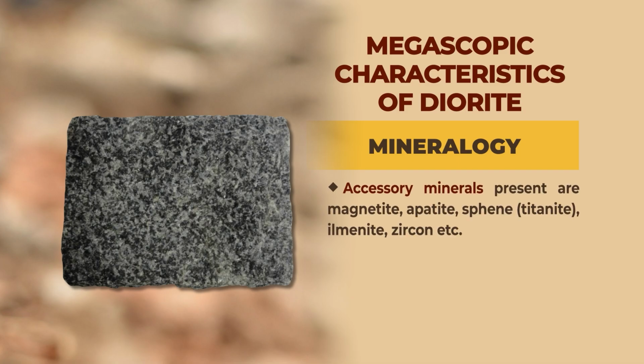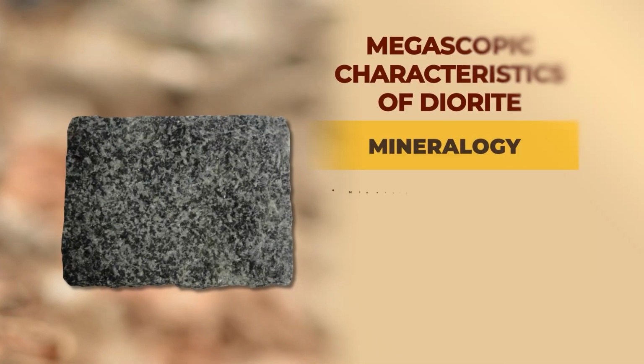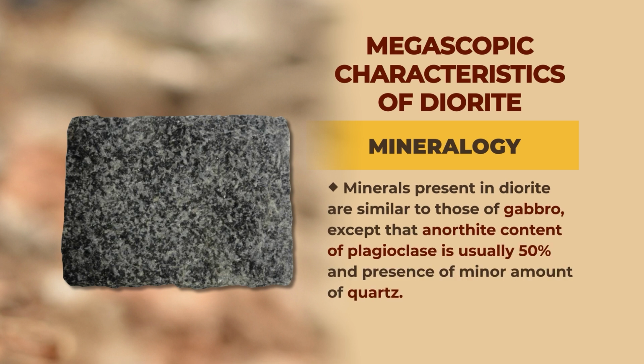Usually the minerals which are present in diorite are similar to those of gabbro, except that the anorthite content of plagioclase is usually 50%. What do we mean by the anorthite content? That is the calcium content in the plagioclase. And the presence of a minor amount of quartz is necessary in case of a diorite.